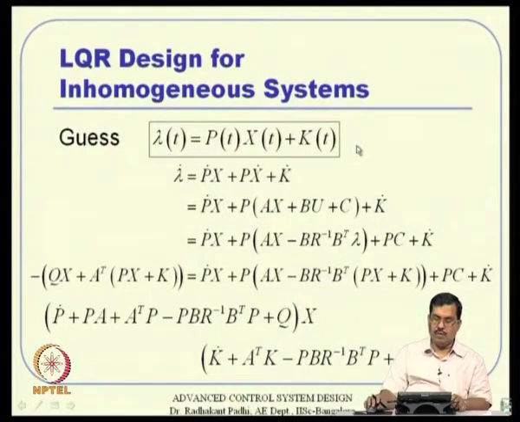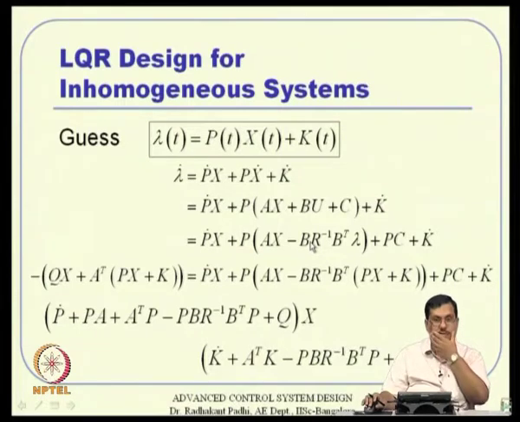Now, if I have this lambda form known to me, then lambda dot turns out to be like that. This is p dot times x plus p times x dot plus k dot. This is very obvious from there. The k dot part I will not change, I will keep it, but x dot and all I will start changing. Remember, state and co-state and optimal control equation will not change too much actually, only the state equation will change.